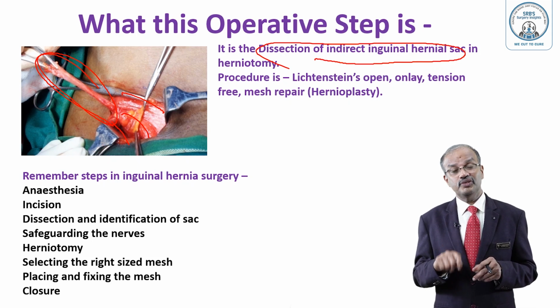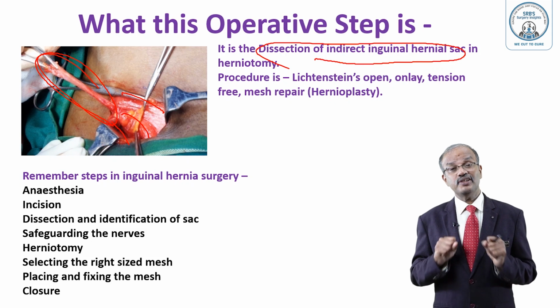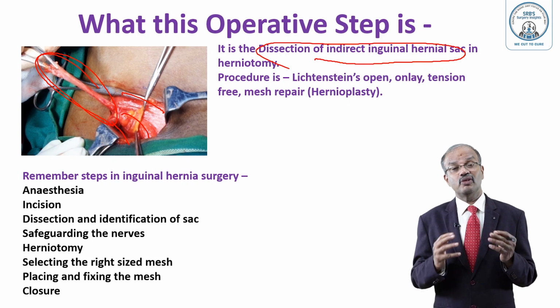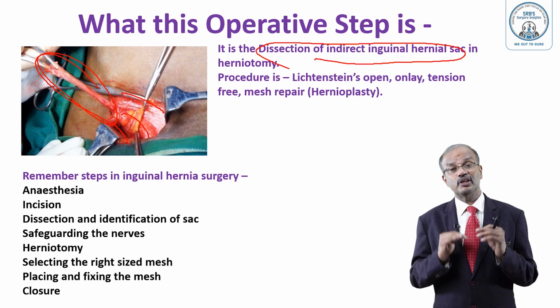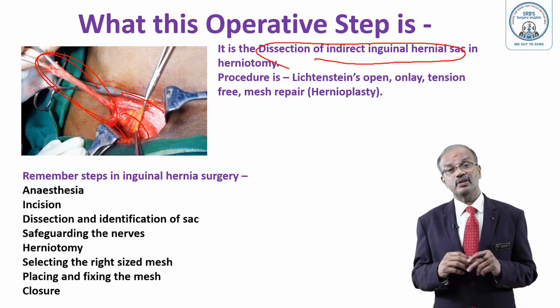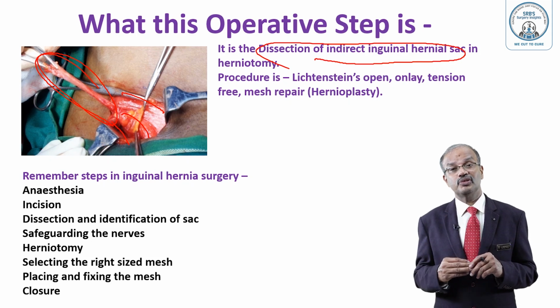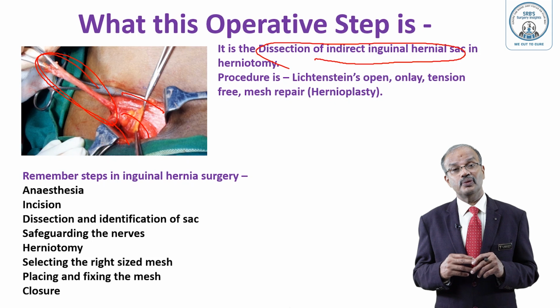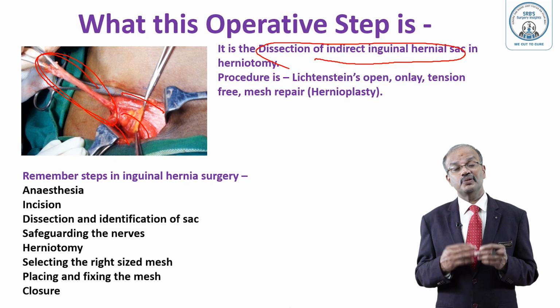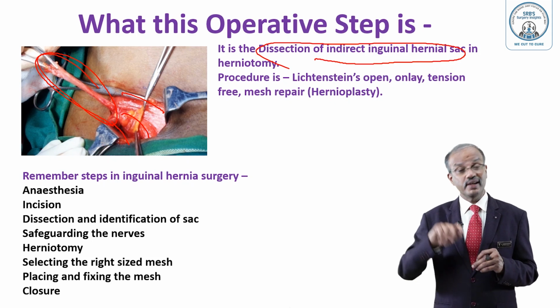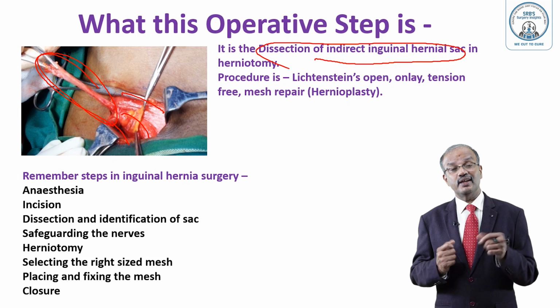Then always twist the sac. Dissection should be high dissection above the internal ring or deep ring. Deep ring is an opening in the transversalis fascia, whereas a superficial ring is an opening in the external oblique aponeurosis, otherwise called the external ring. So above the internal ring or deep ring, you should dissect. High dissection is very, very important. Then I twist the sac at the neck, then transfix and ligate.